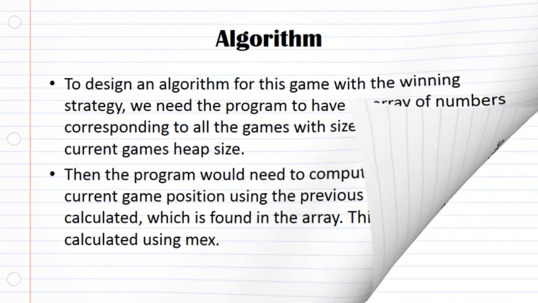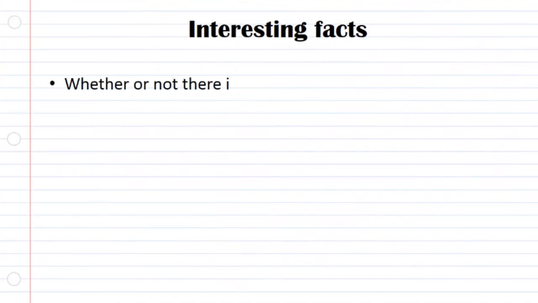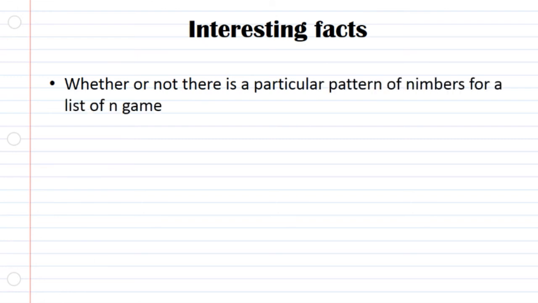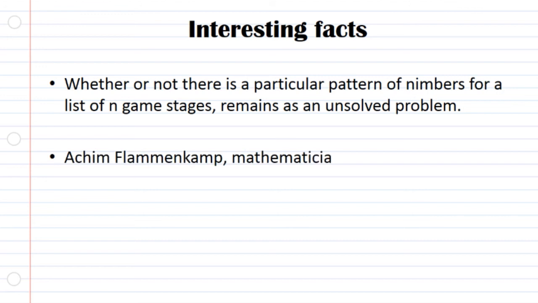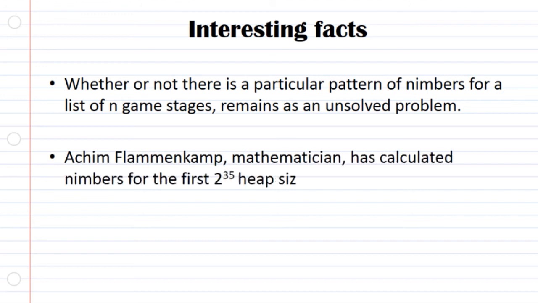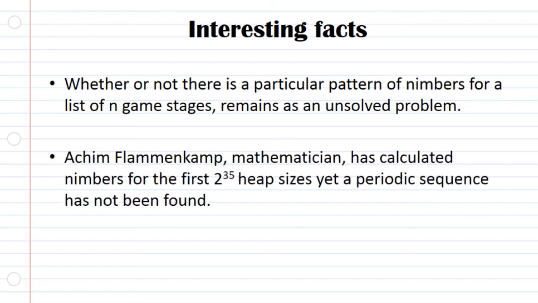Interestingly, in Grundy's game, whether or not there is a particular game pattern of numbers for a list of n game stages remains an unsolved problem, as it has been calculated by a mathematician named Achim Flammenkamp. For the first 2 to the power of 35 heap sizes, there has not been a periodic sequence found.